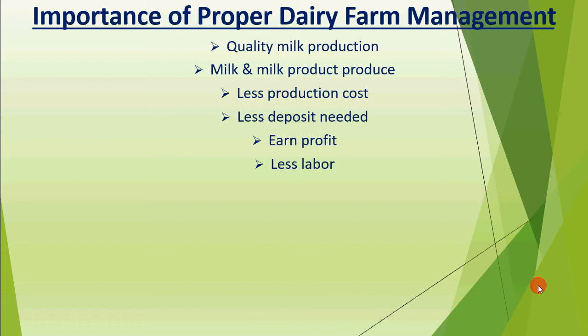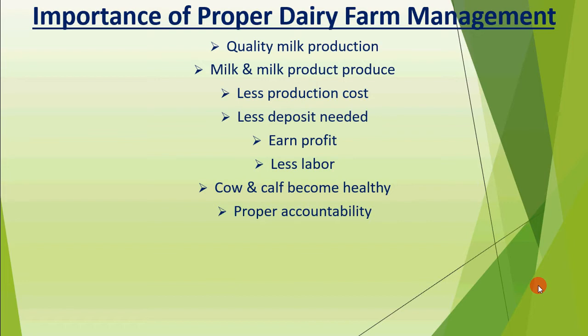Less labor. If you maintain the proper labor, then sometimes you do not need more labor if you organize that in one proper way. Then cow and calf become healthy. And if you provide food, water, sufficient balanced food, sufficient water, with the help of proper labor on time, at that time cow and calf become healthy and your milk production will be increasing.